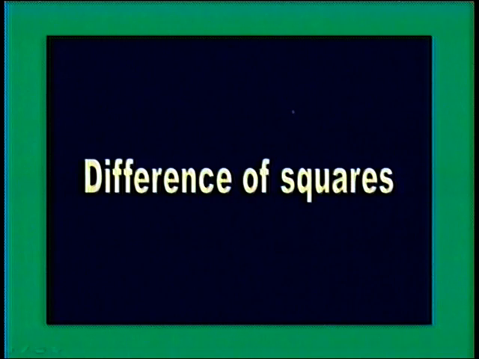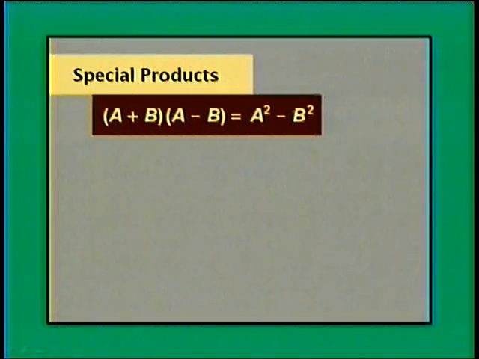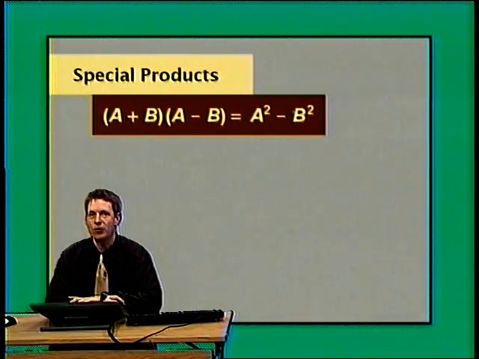Let's move on to difference of squares. Let's begin with our special product: a plus b times a minus b equals a squared minus b squared. Those binomials on the left are called conjugates. They're similar expressions, the only difference being the operation between the two terms. The expression on the right is called a difference of squares. A squared is a perfect square, b squared is a perfect square.